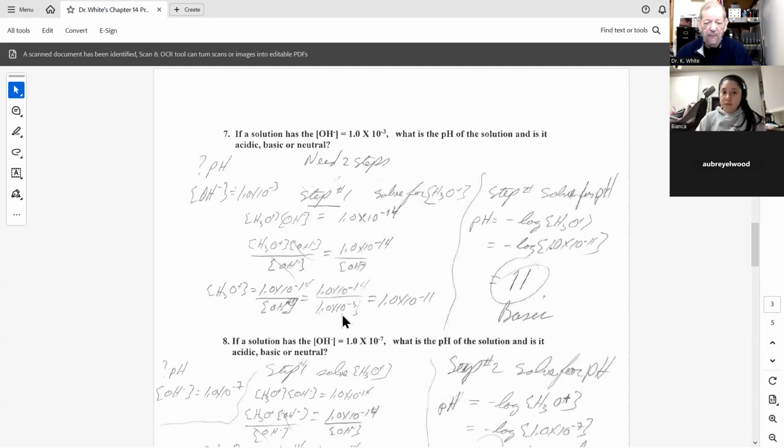And we'll put that number in, which we know is 1.0 times 10 to the minus 3. Due to division, you get 1.0 times 10 to the minus 11. Are we done? No. We're trying to find pH. This is just the hydronium ion concentration. Now you go to step 2.